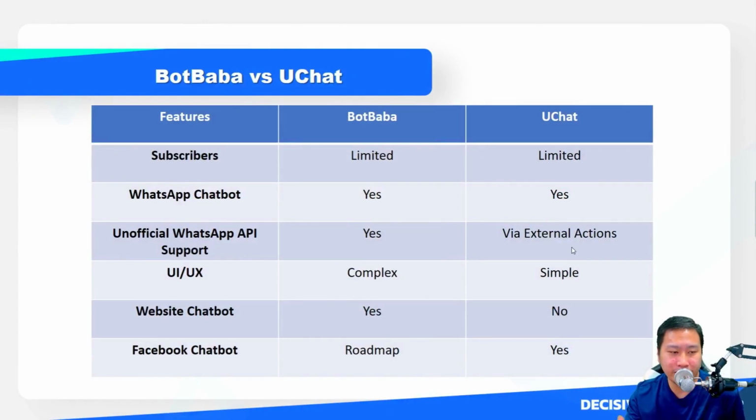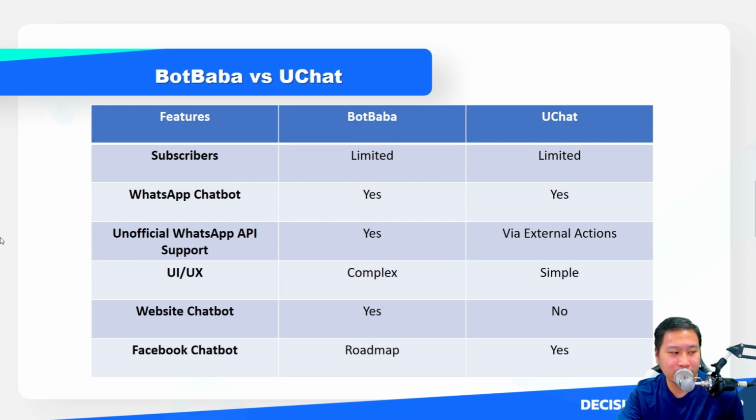I'm going to be showing you the flow as well as the UI and the UX between the both of them. So I would say the first thing is in the plans itself. Botbaba actually gives you unlimited subscribers, right? Unlimited subscribers, whereas for UChat there's a limited number of subscribers that you can have.